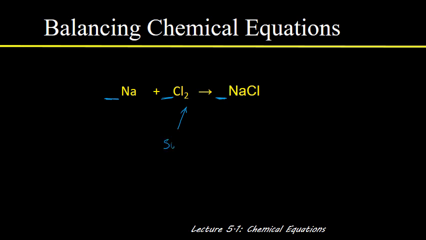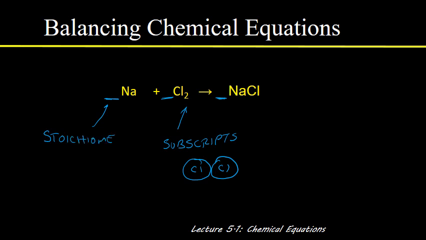There are subscripts, right? And the subscripts tell you how many of each atom are in the molecule. So these basically describe what the molecules look like. So that Cl2 means that this chlorine exists in little bundles of 2, right? That the chlorine is diatomic. The other number are the stoichiometric coefficients.